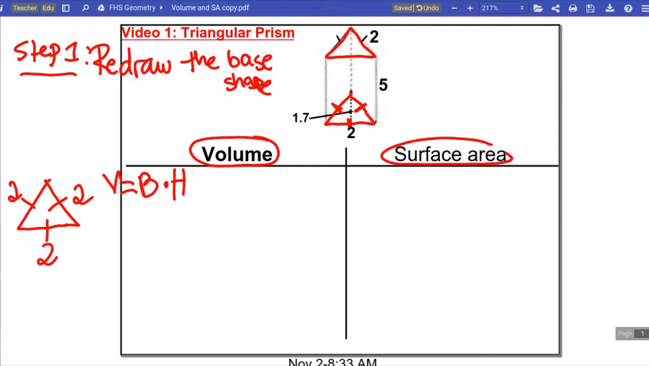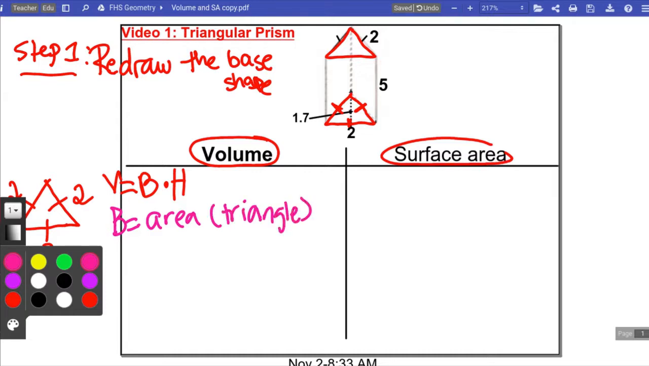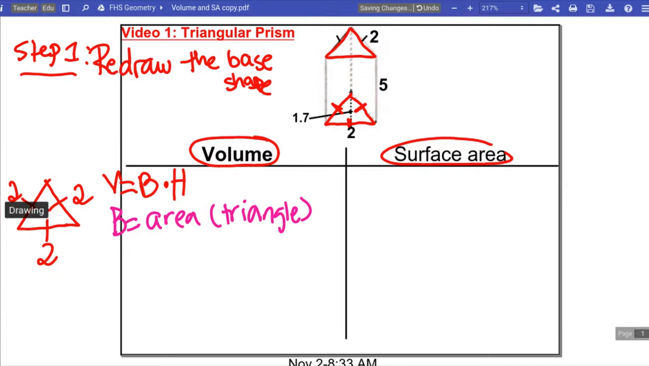So we need to find big B. How do I find big B? Big B stands for area. Right now, I have a triangle, the one I have drawn on this side. So let's find the area of the triangle. Remember the height, which I forgot to put: it's right here, 1.7. The area of a triangle is base times height divided by 2.